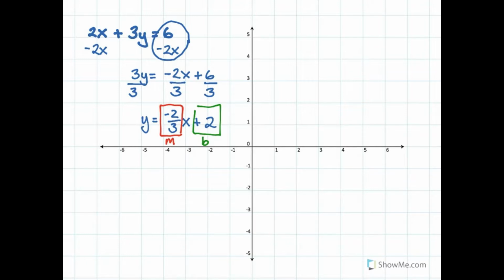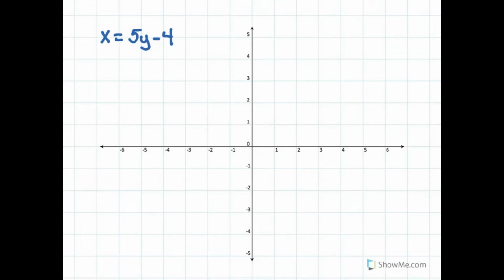The intercept tells me the starting point, or the place where the line goes through the y-axis. It's here at 0, 2. And the slope tells me the rise, negative 2, is going down, and the run, 3, is going over 3. So over 3 and down 2 gives me another point on the line right here. Now I can connect those 2 points and extend the line in both directions, and I have graphed the line 2x plus 3y equals 6.